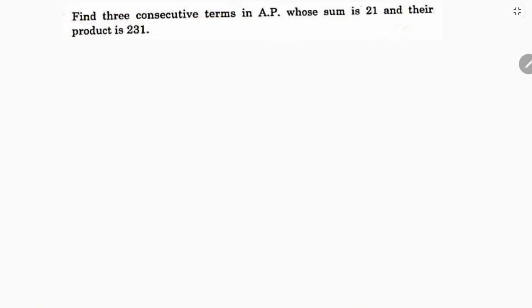Find three consecutive terms in AP whose sum is 21 and their product is 231. See, this question they also asked in CBSE 2026 February. So here they're asking for the three terms: find three consecutive terms in AP whose sum is 21.